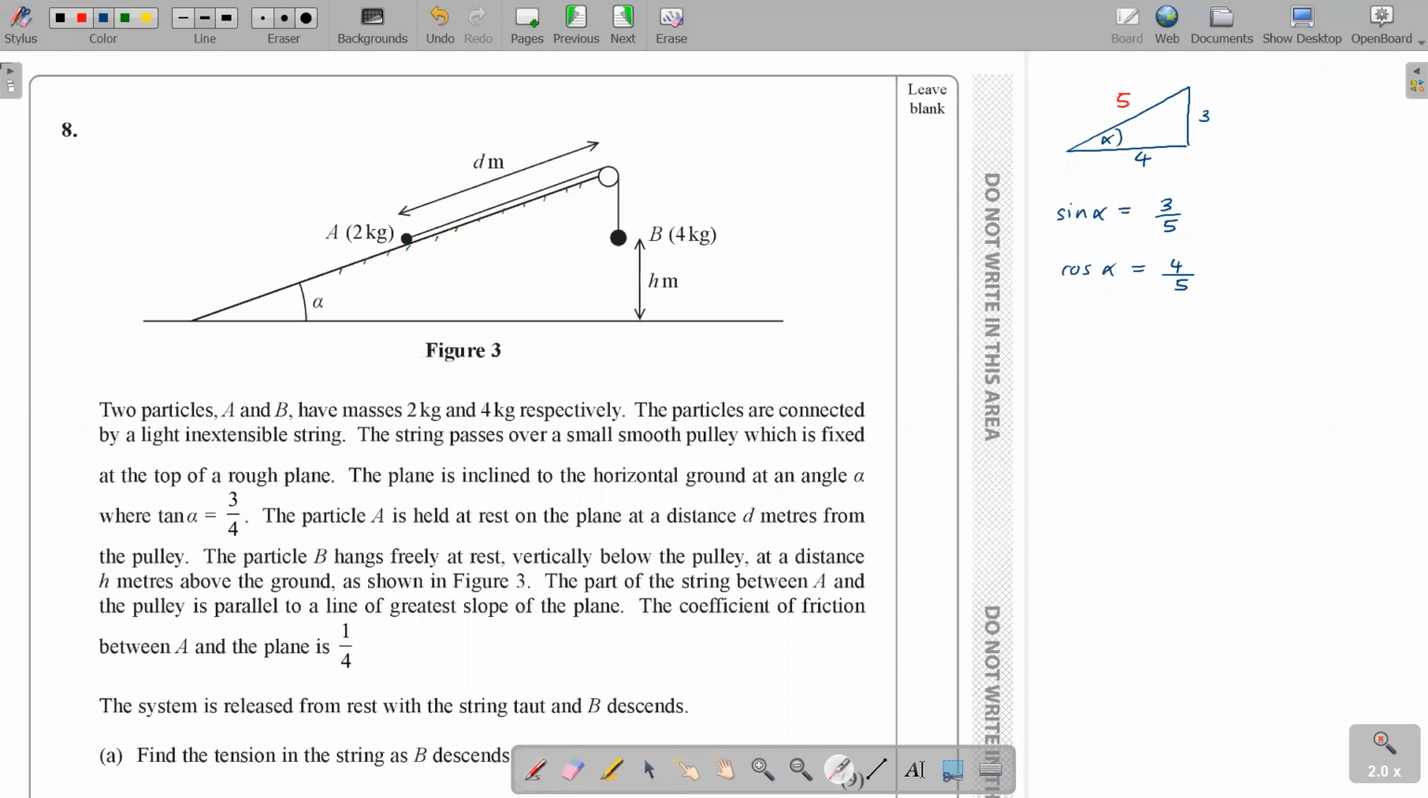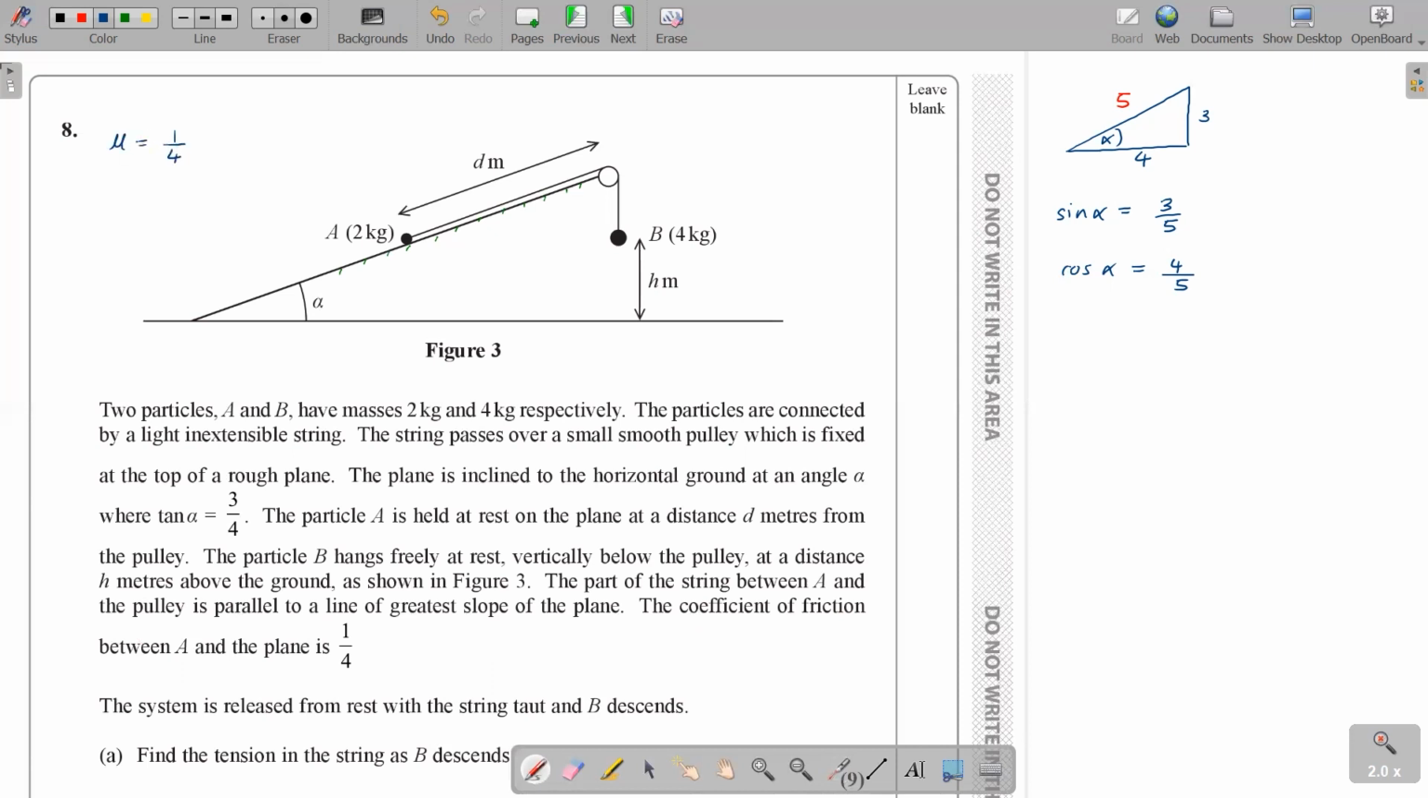Okay, then they say the particle A is held at rest on the plane at a distance d meters from the pulley. Okay, so you are keeping the distance d meters from the pulley. The particle B hangs freely at rest. Okay, so this is freely hanging at rest, vertically below the pulley at a distance h meters above the ground as shown in figure 3. The part of the string between A and the pulley is parallel to the line of greatest slope of the plane. Okay, this is parallel to the plane. The coefficient of friction between A and the plane is 1 over 4. Who is 1 over 4?